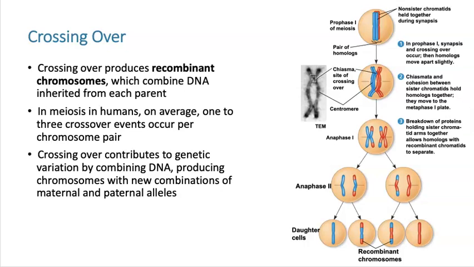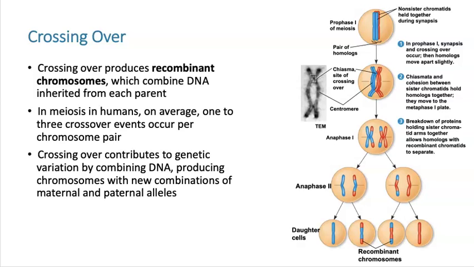So crossing over, that's some seriously cool stuff here. I mean, you're recombining information on the chromosomes that your mom and your dad gave you. You pass that information on to your offspring in a mixed up way, which is huge. In meiosis in humans, on average, you have between 1 and 3 crossing over events per chromosome. So it might happen once or twice or 3 times.